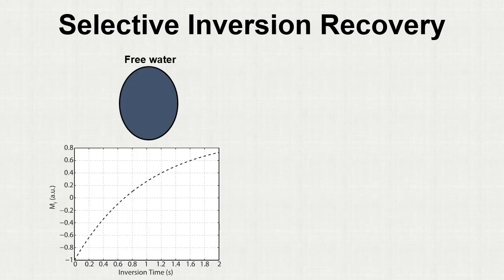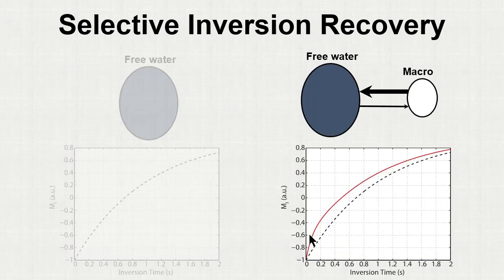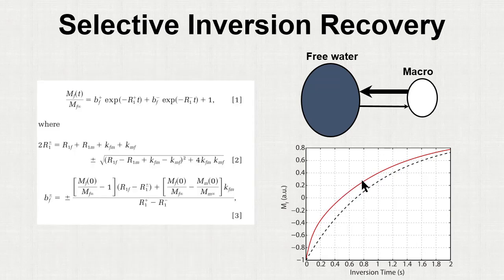In a case where we have free water, or just a bucket of water, we would expect a typical inversion recovery curve that can be modeled by an exponential recovery. However, when that water is in exchange with macromolecules, this is no longer a single recovery, but actually there's a bend in it. This can be modeled through this expression here. One of the things that we can still calculate is the pool size ratio and the ratio of the coefficients of the exponents.